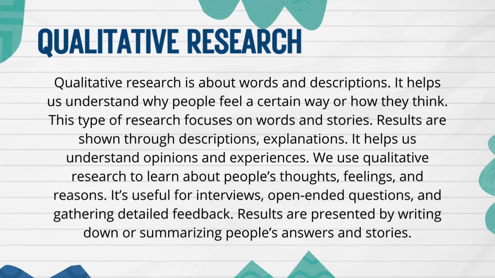While qualitative research is about words and descriptions, it helps us understand why people feel a certain way or how they think. This type of research focuses on words and stories. Results are shown through descriptions, explanations. It helps us understand opinions and experiences. We use qualitative research to learn about people's thoughts, feelings, and reasons. It's useful for interviews, open-ended questions, and gathering detailed feedback. Results are presented by writing down or summarizing people's answers and stories.